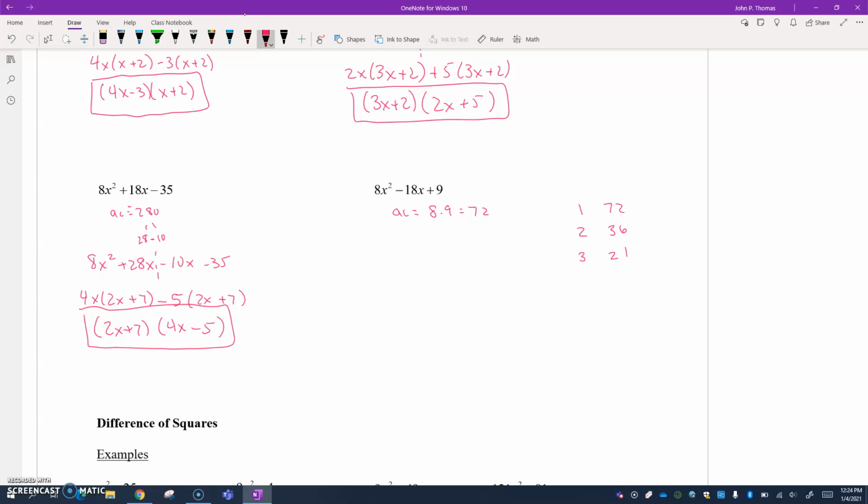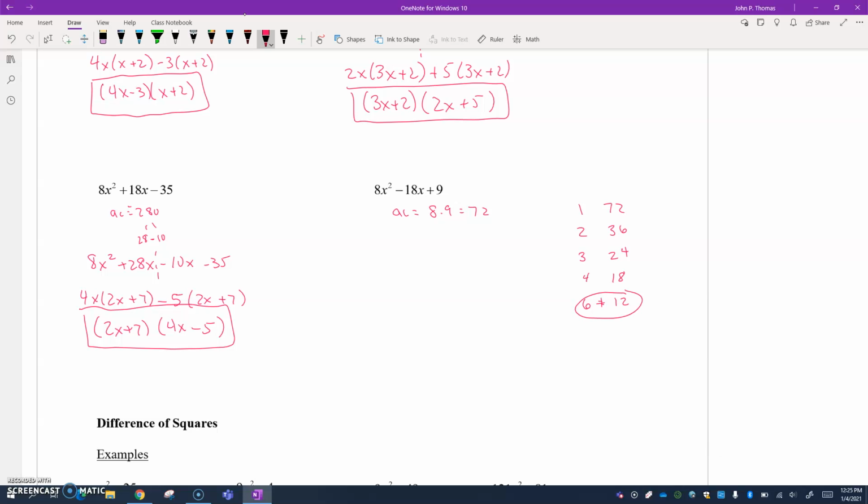And I misdivided there. It's not 21. Let's see, 3 goes into 72 24 times. And that doesn't work, so then we go to 4. So 4 is going to go into 72 18 times. 4 and 18 still don't work. So 5 doesn't. So 6 does go in there. 6 goes into 72, let's see, 12 times. And 6 plus 12 is 18, so that's our number pair.